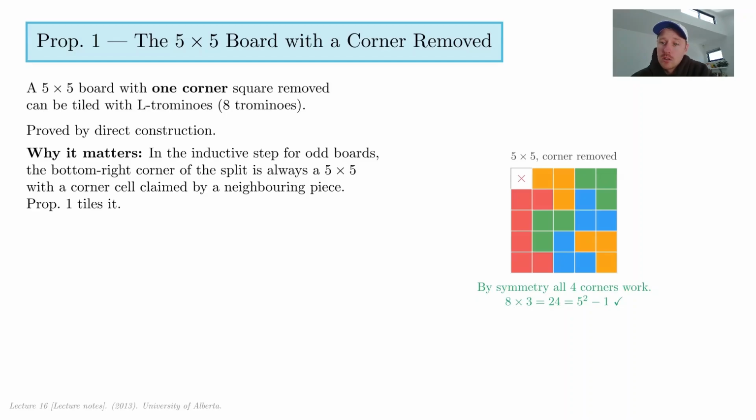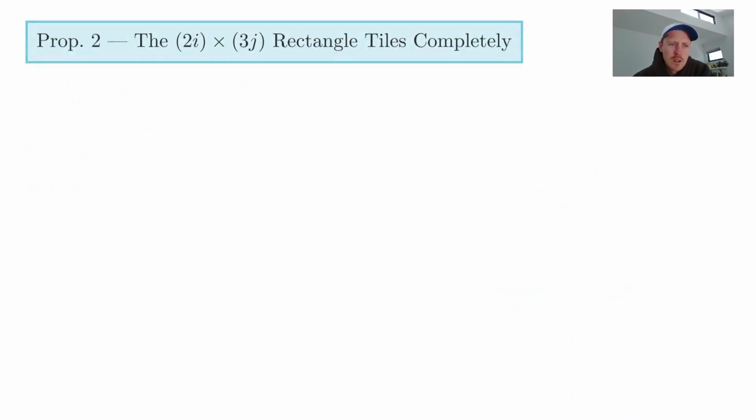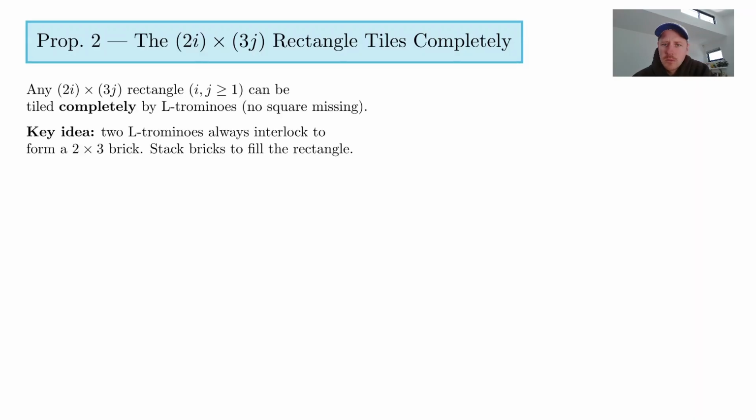Not all positions. A 5 by 5 doesn't work. You can't tile it such that every square is missing, I suppose is what I'm trying to say. It's only certain squares that can be missing, but the corner is one of them, and that's all that we need to know for our induction that we're going to do later on. So that's proposition 1.